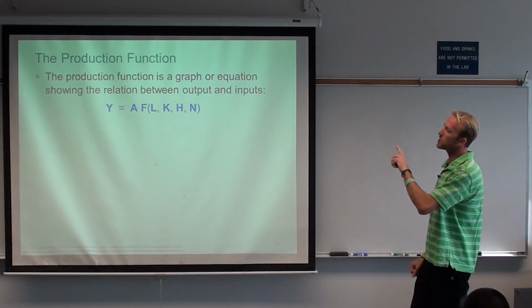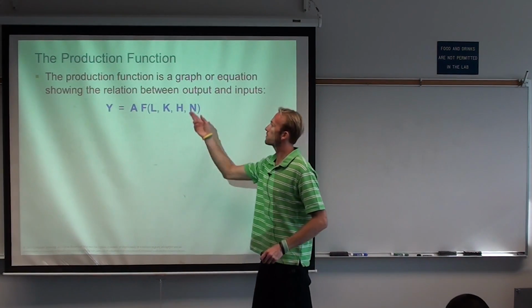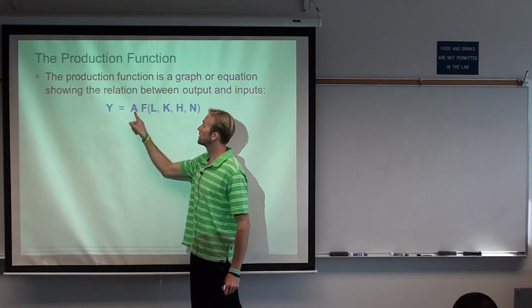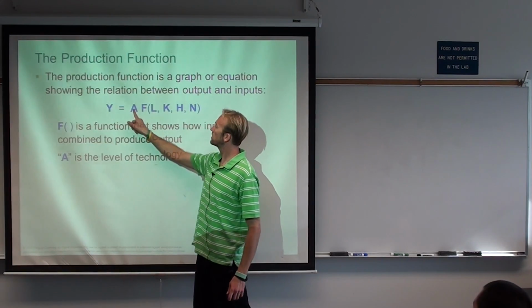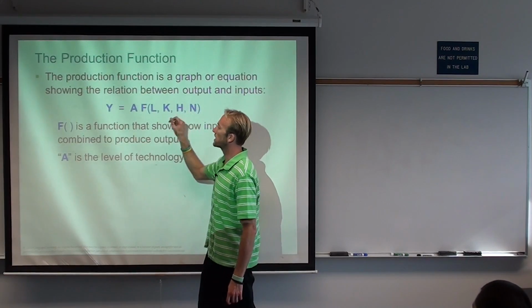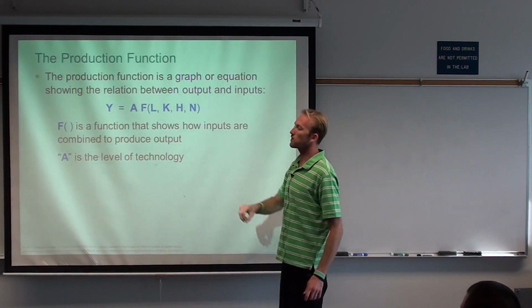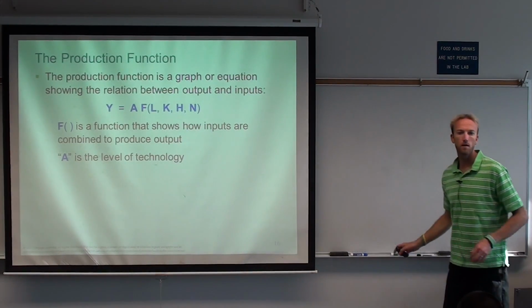All right, so here's the general form of the equation that we're going to use. Y, let's remember what Y is, total GDP of a country, is equal to A, remember, the level of technology, times this thing, f of L, K, H, and N. So when I put f of blank, that just means it's a function that shows how inputs are combined to produce the output. Okay?